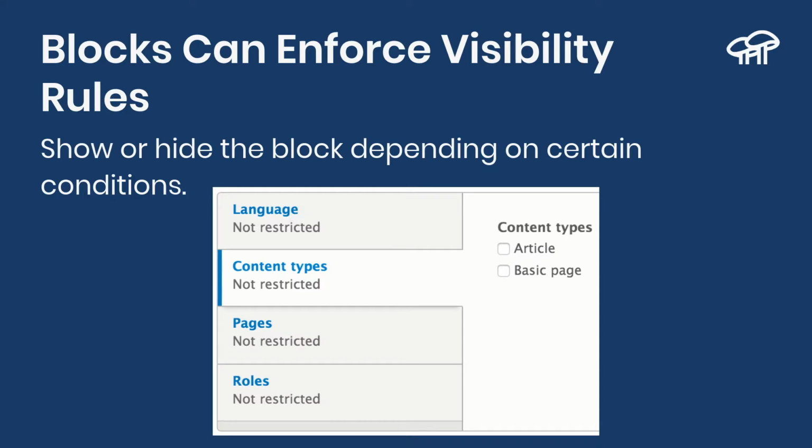Blocks also can enforce visibility by different ways. For example, I can say this block is only going to be available for articles. This block is only going to be available for events, for cars, and so on, based on content type. You can also do it based on language or based on pages. When you do it by pages, that means like the URL or the path. This block is only going to be available in my front page, only going to be available in my contact page.